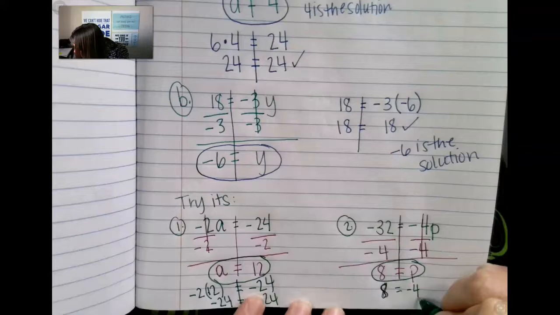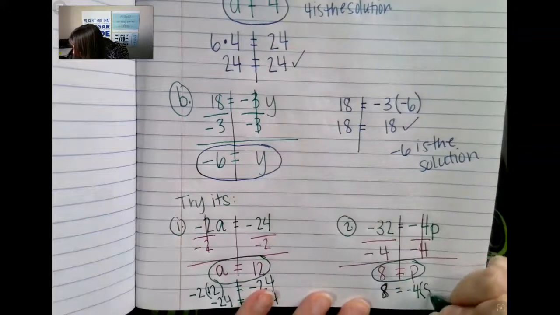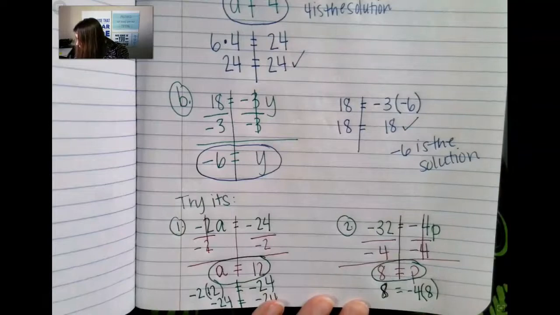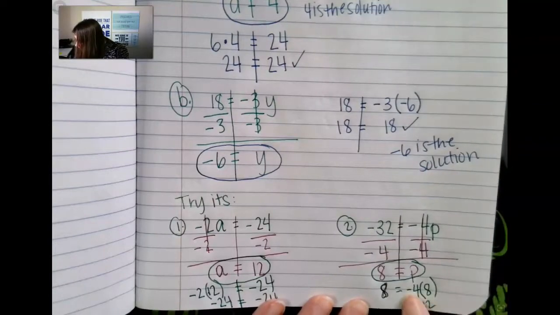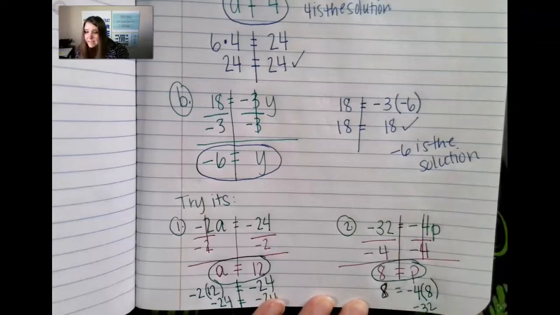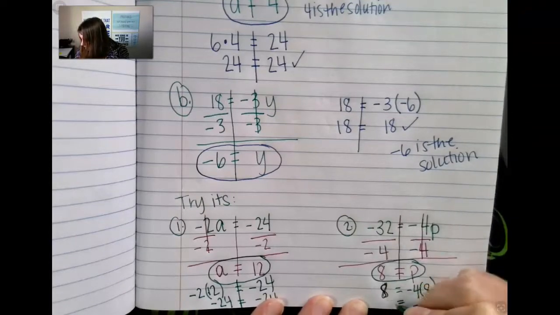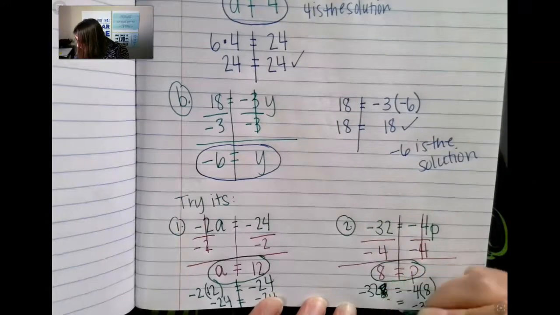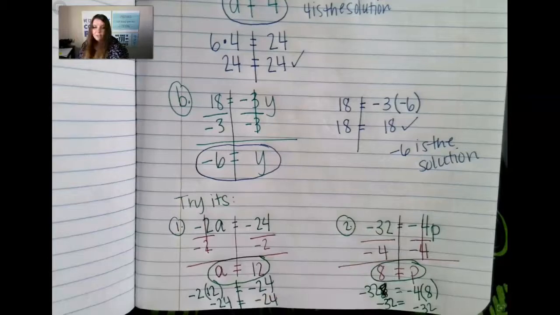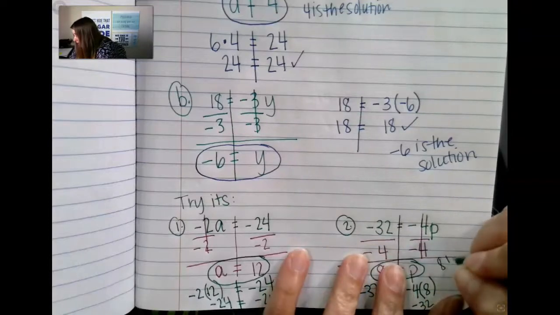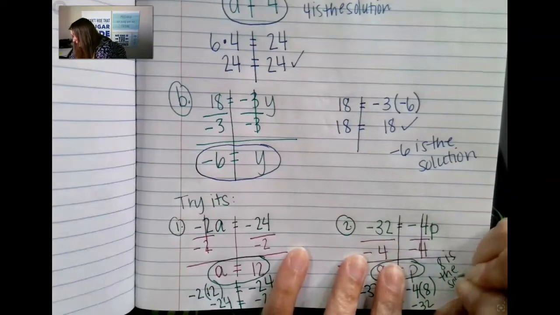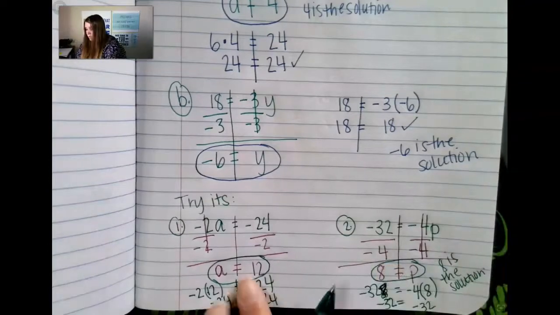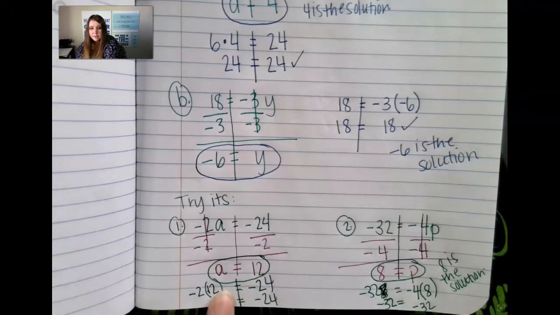So -4 times a positive 8. 8 and 4 is 32. And I have one negative sign, so a negative times a positive is indeed a negative. And this equals, what did I do? Oh yeah, -32. That should be -32. Sorry. Why do I always do that? I get my numbers mixed up. So P equals 8 is the solution. 8 is the solution to the equation. Over here, 12 was the solution.